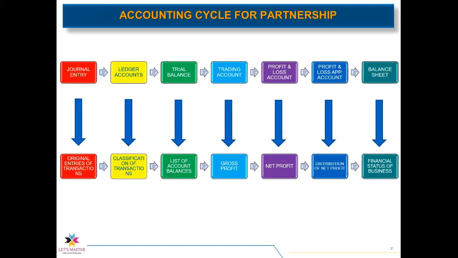Once the profit and loss appropriation account is prepared, we go to the final step, that is preparation of the balance sheet, which again discloses the financial status of the business. So if we compare the accounting cycle for sole proprietorship with the accounting cycle for partnership accounting, the only additional step that we need to do is preparation of the profit and loss appropriation account, which shows the distribution of net profit or net loss.